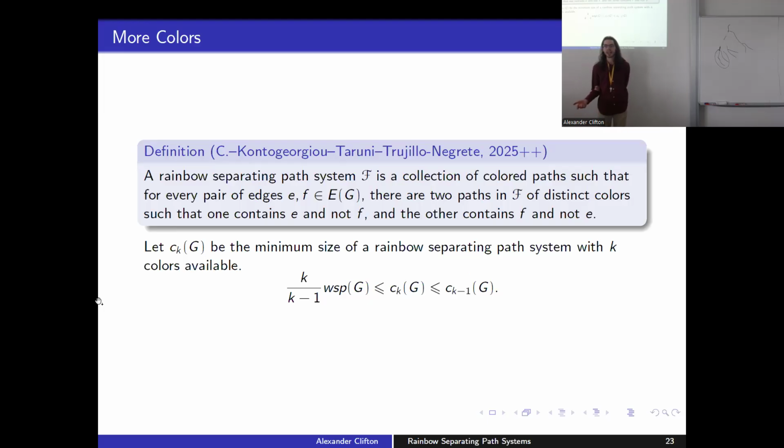So if we define CK to be the smallest size of this, CK is at most CK minus 1. This lower bound is actually the exact same thing that we saw before for getting the lower bound of 2 times weak. The idea is pick your favorite color. If you use all the paths that are not that color, that forms a weak separator. So essentially, you do this K times because everybody has a different favorite color. You get K different weak separators, and each thing is used K minus 1 times.